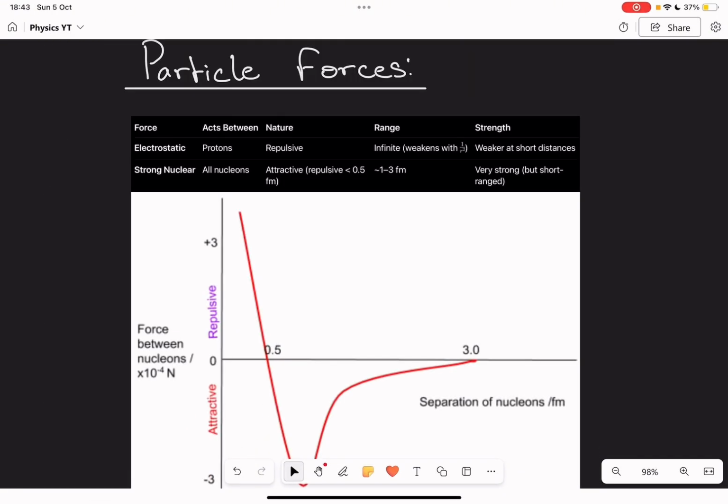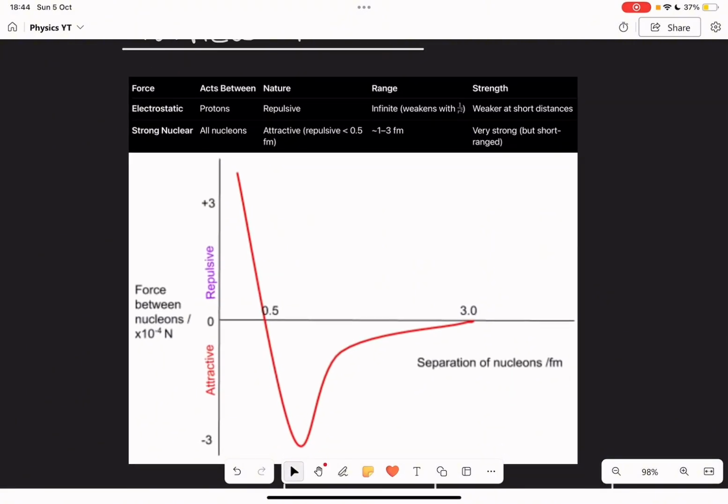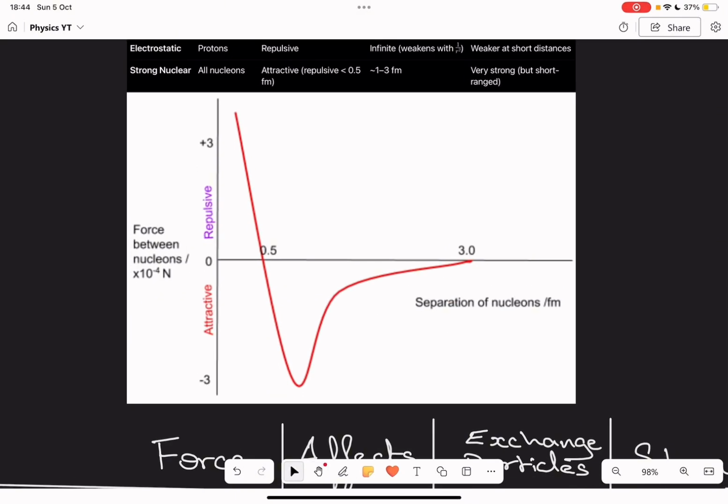Next up, we have particle forces. We have electrostatic and strong nuclear. So electrostatic acts between protons, has a nature of being repulsive, has a range of infinity, weakens with 1 over r squared, and has a strength weaker at short distances. Strong nuclear acts between all nucleons, has a nature of being attractive and repulsive below 0.5 femtometers, a range of 1 to 3 femtometers, and a strength of very strong but short ranged. And this diagram sums it up.